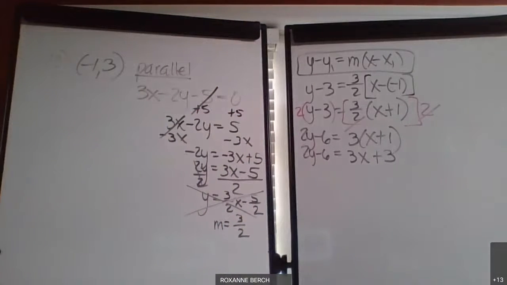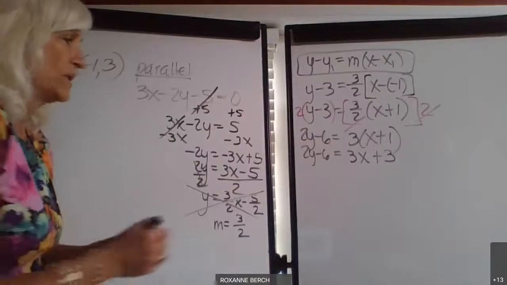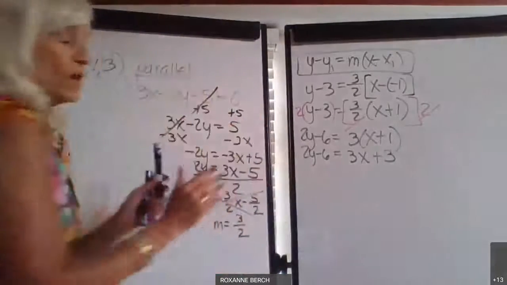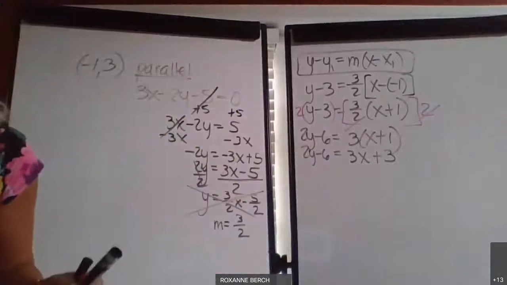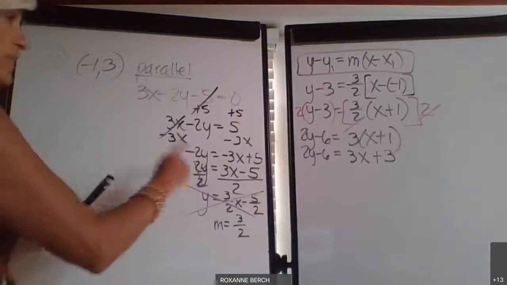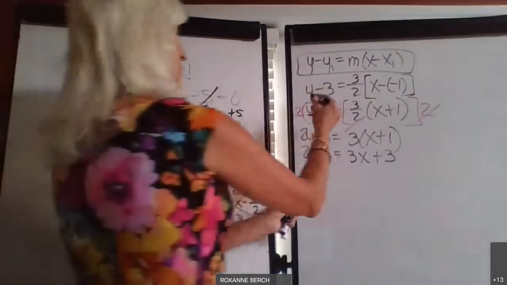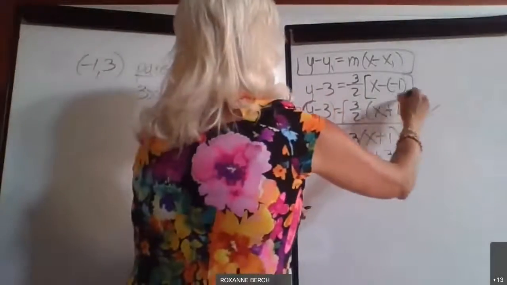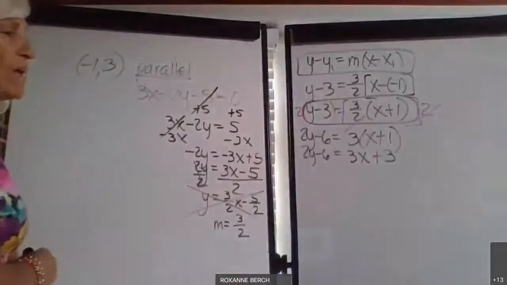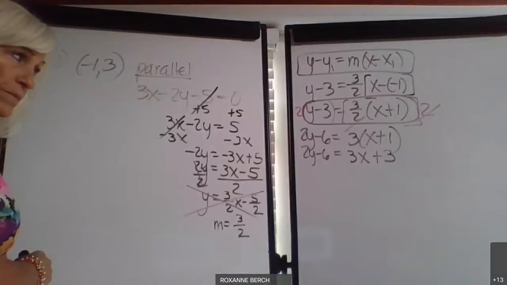Oh, they wanted general form. Okay, hold on. I thought they wanted slope-intercept form, but they want this one. And they want general form.